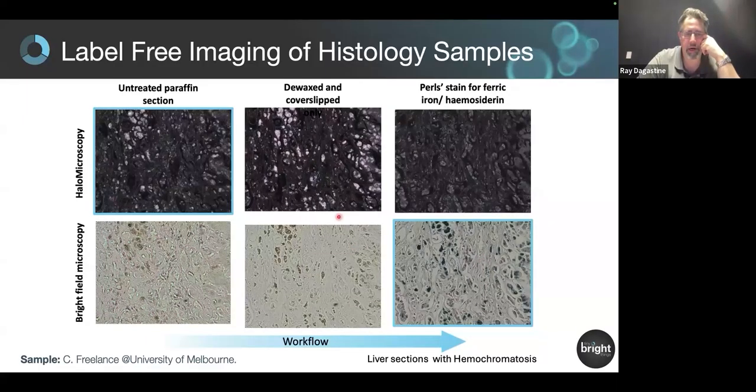But two images here are going to kind of wiggle. And that's the first one in the Halo and the last one in the staining procedure. And so what you're seeing is the regions that show up in the final staining procedure start to show up in the untreated paraffin one or the dewax section. So I would never suggest that people that do histology staining get rid of their staining. There is a lot of power that comes into that in pathology and in research.